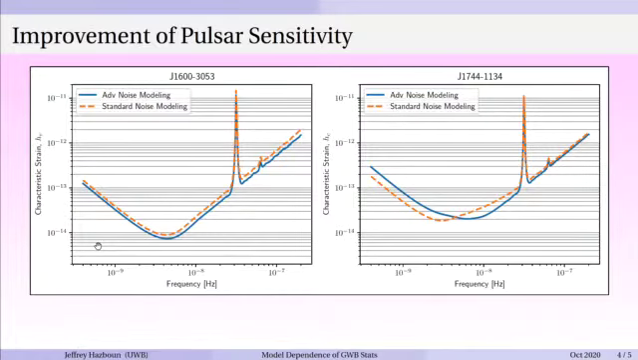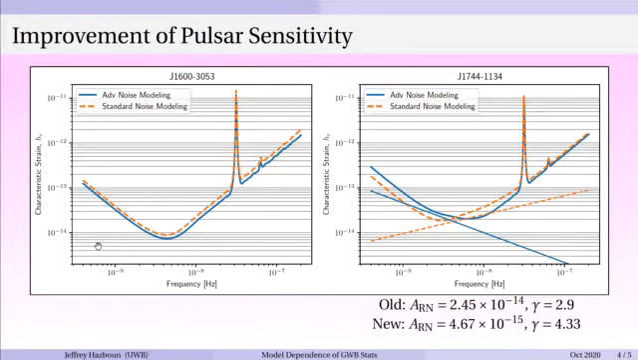It's interesting, again, for all of the high frequency part of the sensitivity curve, we have better sensitivity in the advanced noise modeling. But at low frequency, you see something different here. What's happening that's really interesting with 1744 is that the orange dashed line is the old, most significant red noise. So again, the max likelihood values for the gamma and the red noise are listed below. It's fairly shallow and pretty significant amplitude.